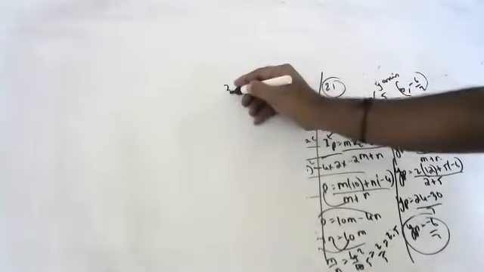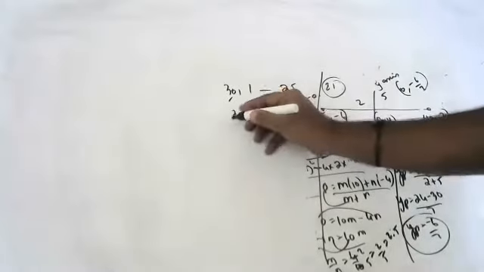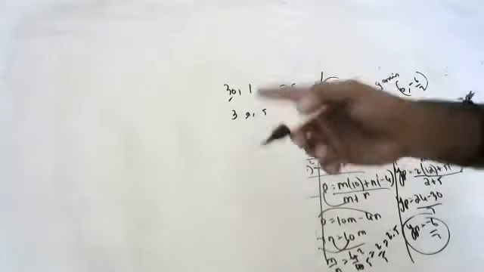30th question, children. A bag contains 25 cards, numbered 1 to 25. A card is drawn randomly. What is the probability that it is divisible by 3 or 5? He's saying 3 or 5. Let us check.